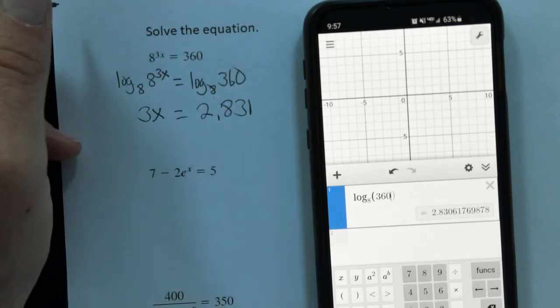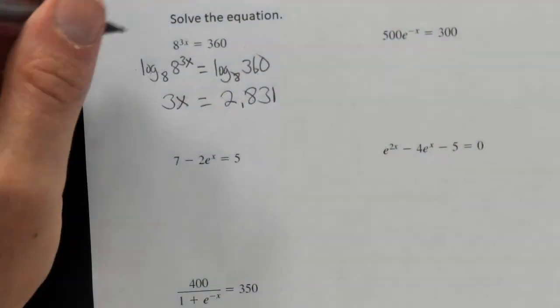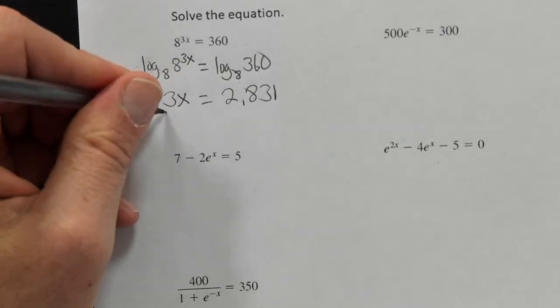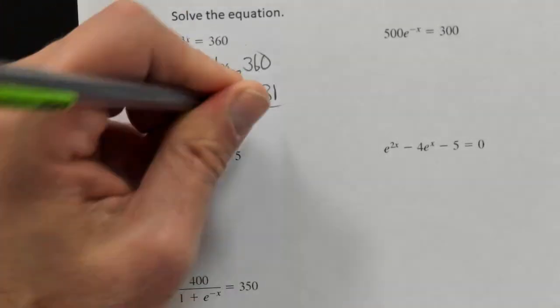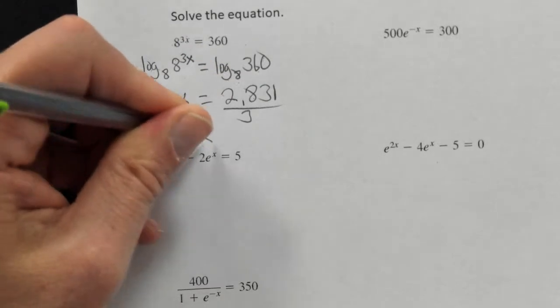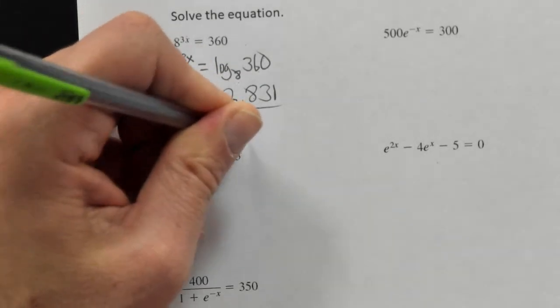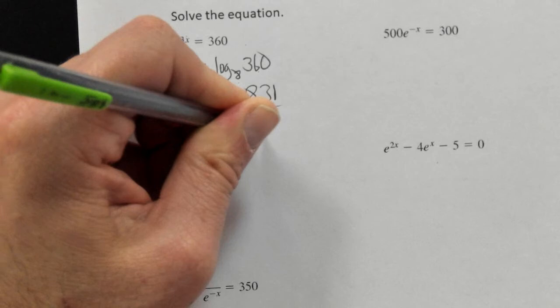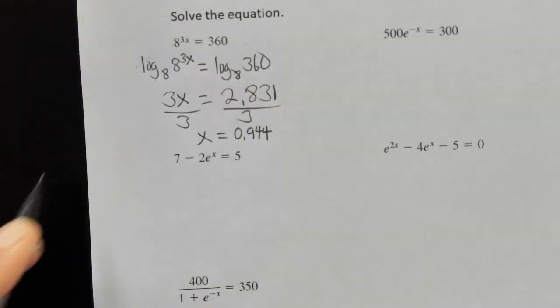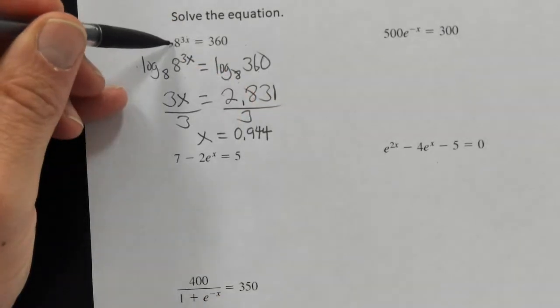2.831, we'll call that. Okay? All right, so from here, we're getting close. All I have to do is divide by 3, divide by 3, and now my x is equal to 0.944. So that's the value of x that would make this equation true.